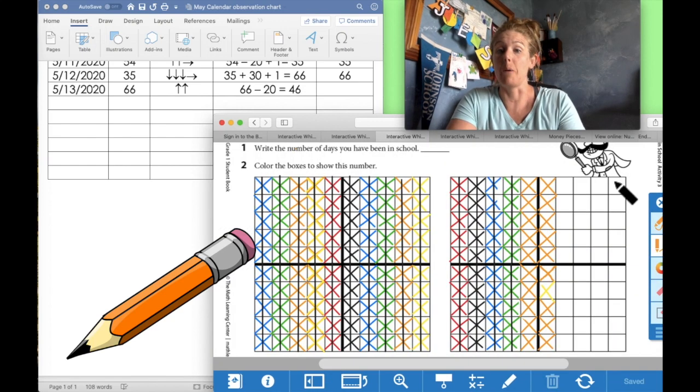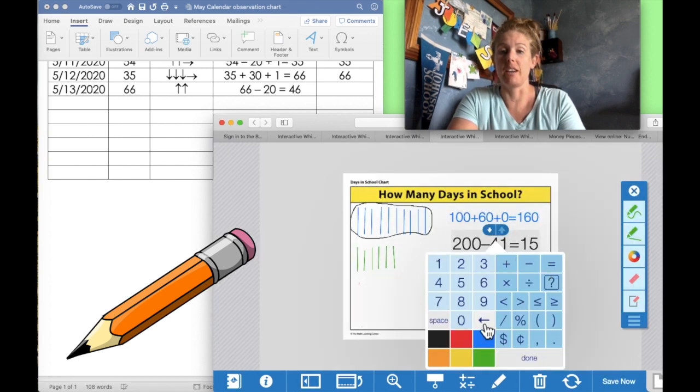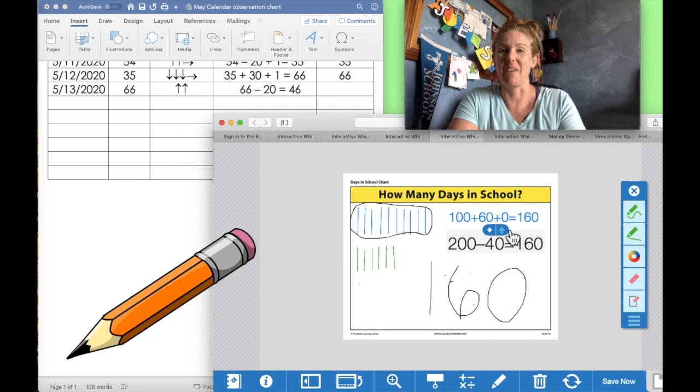Now we need to look at our difference between 200 and 160 for today. Let's go ahead and count by 10 starting over here. 10, 20, 30, 40. There is a difference of 40. So let's go ahead and put our difference of 40 equals 160. Nice job, first grade.